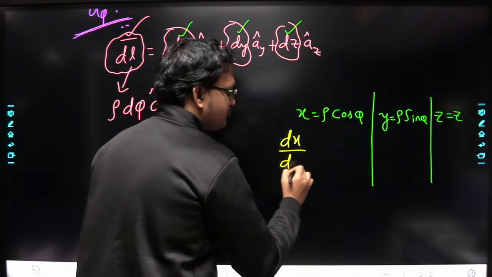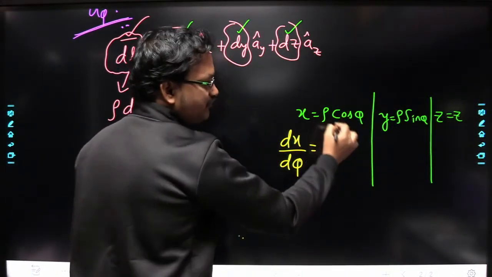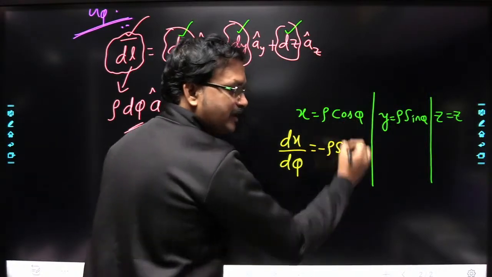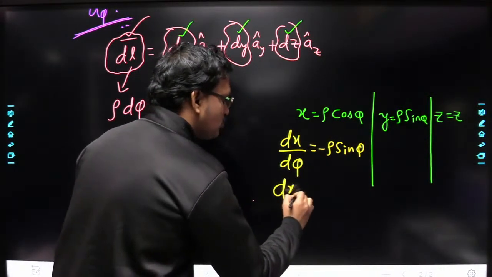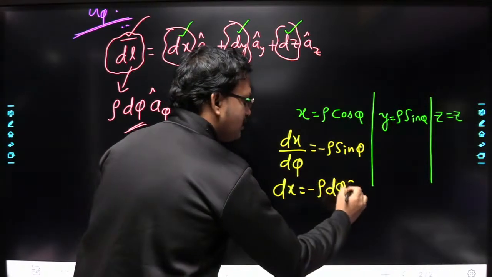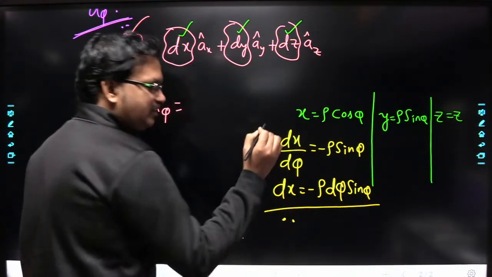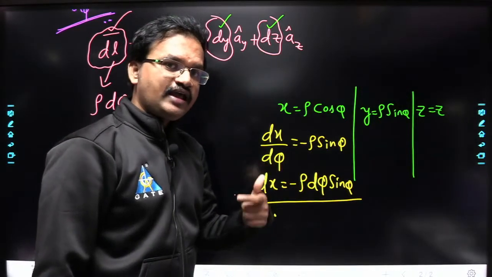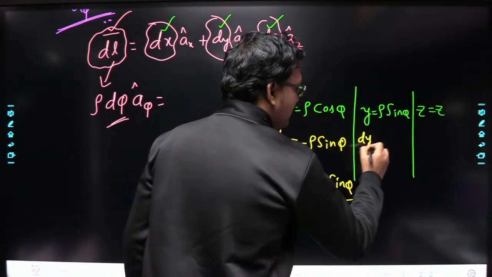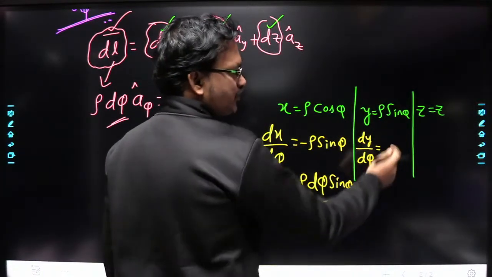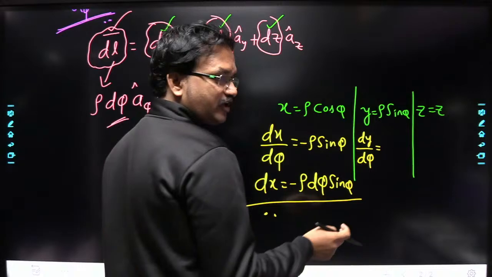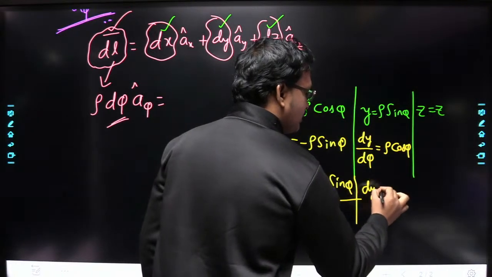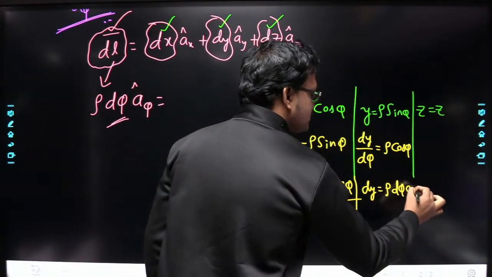So dx by d phi is equal to what? What is the differentiation of cos phi? That is minus sin phi. So you will get minus rho into sin phi. So from here dx is equal to minus rho d phi sin phi. Understood? Okay. Similarly, try to determine dy by varying only phi. Dy by d phi is equal to, the differentiation of sin phi is cos phi, so you will get rho into cos phi. So from here dy is equal to rho d phi cos phi.